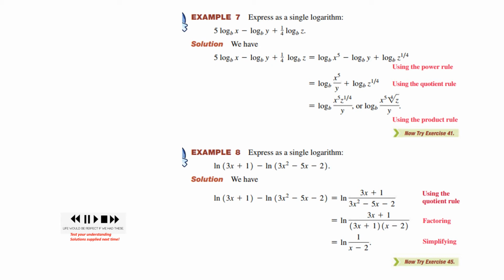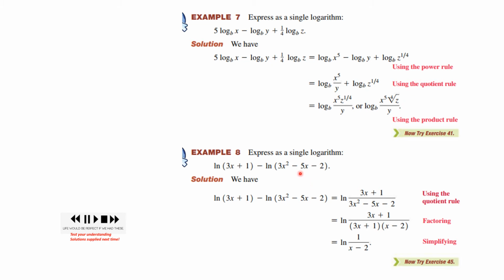More examples. Now these are going the other way about. We're starting with an expanded version of the logarithm and trying to get it in a more compact form. So here is the problem that we have. First thing we're going to use is the power rule, and we use the power rule here. We also use the power rule here. Then we're going to use the quotient rule. This expression is the logarithm of the quotient. And now we're going to use the product rule, and we're going to make that be the logarithm of z to the 1/4 times x to the 5 over y. And then they rewrote it this way.